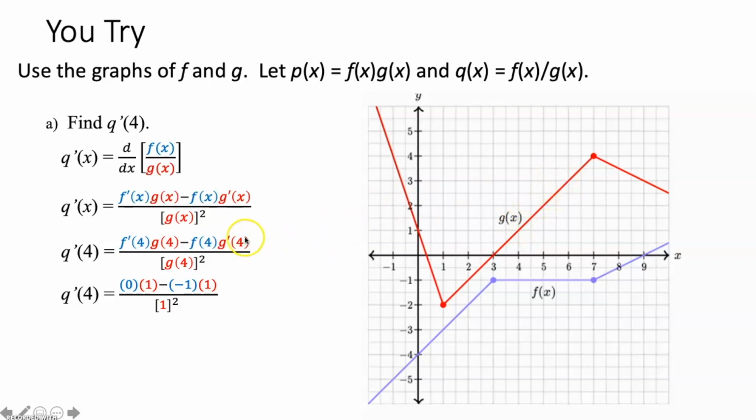That is a slope of 1. So I plug in 1 here. G of 4 we already found was 1, so we plug that in. And now all we have to do is simplify. 0 times 1 is 0. Negative 1 times 1 is positive 1. So 0 plus 1 over 1 is 1.